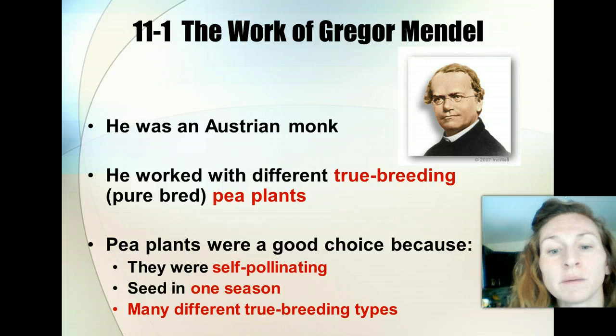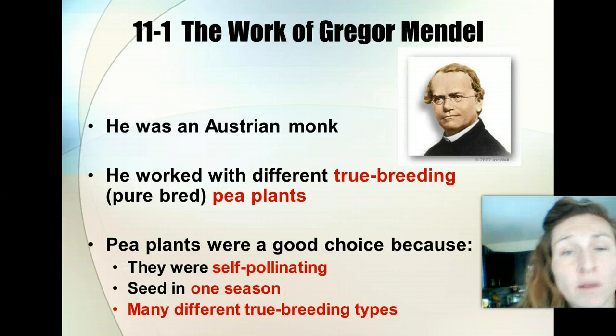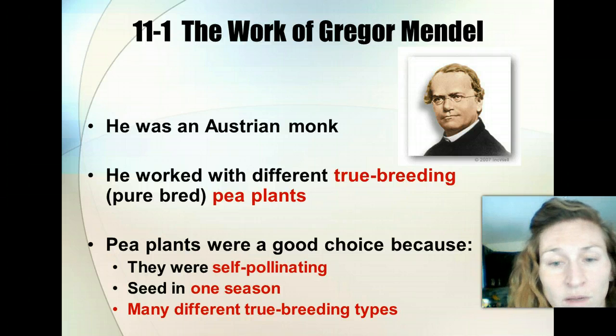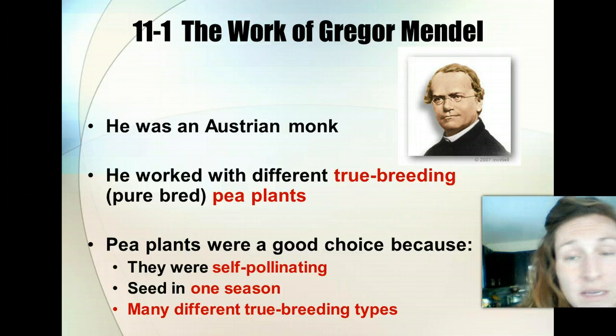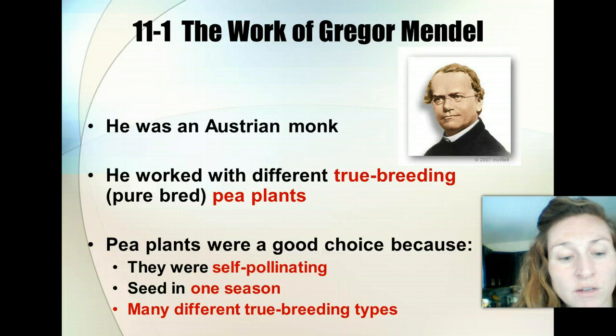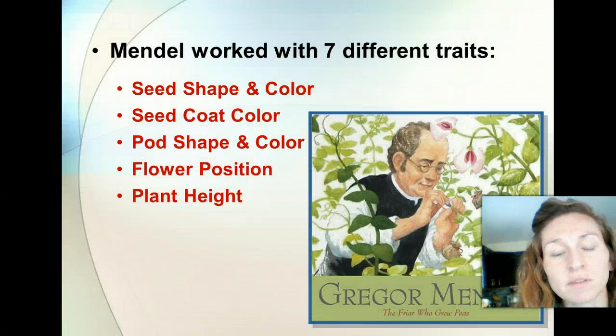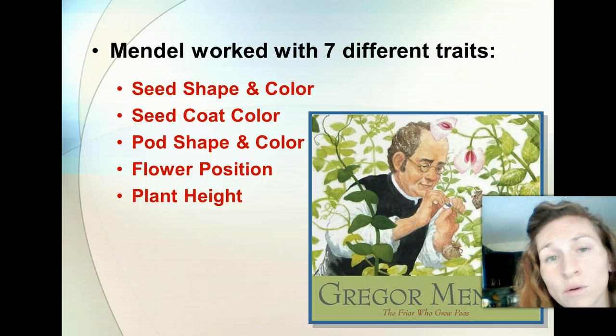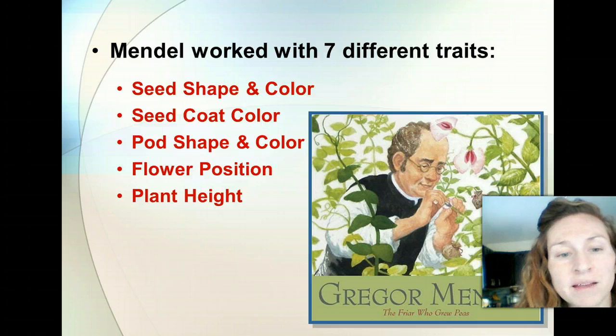So he worked with true breeding pea plants. The reason he chose pea plants is because they're self-pollinating, so you can easily reproduce them. They seed in one season, so it doesn't take very long to see the results of the offspring. And there are also many different true breeding types. Some of the traits that he looked at, there are about 7 of them. We had seed shape and color, seed coat and color, pod shape and color, flower position, and then plant height.